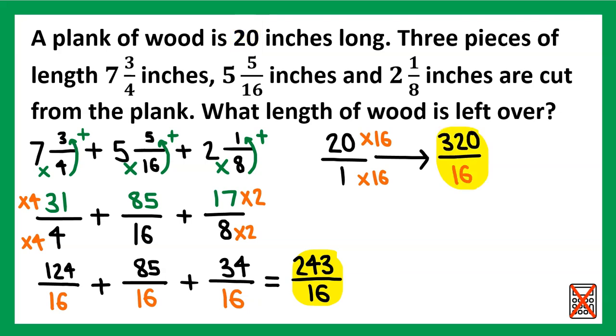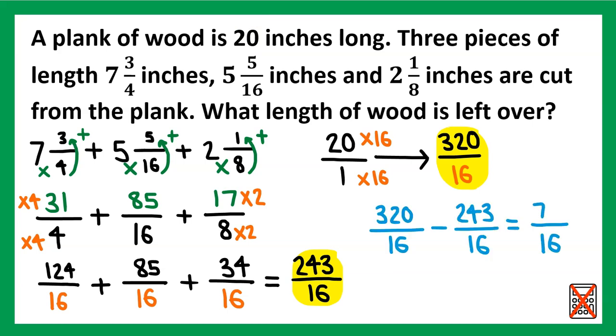So taking 243 over 16 away from 320 over 16 is 77 over 16. And we can simplify this by writing it as a mixed number. 16s go into 77 4 times with a remainder of 13, leaving us with 4 and 13 over 16 inches.